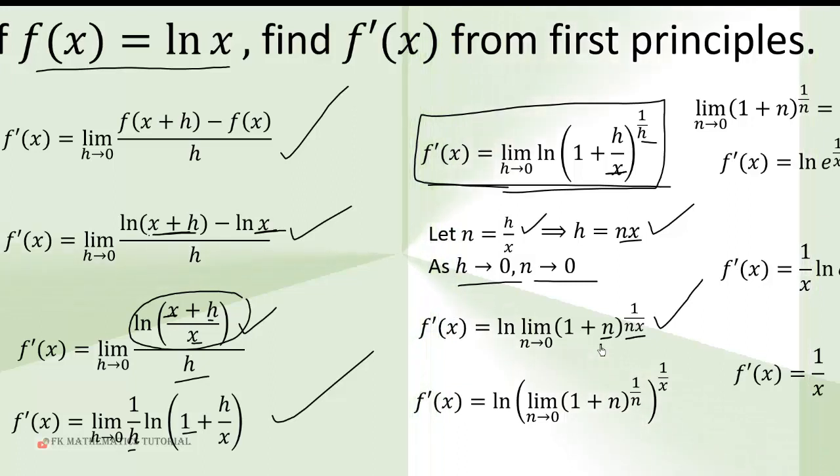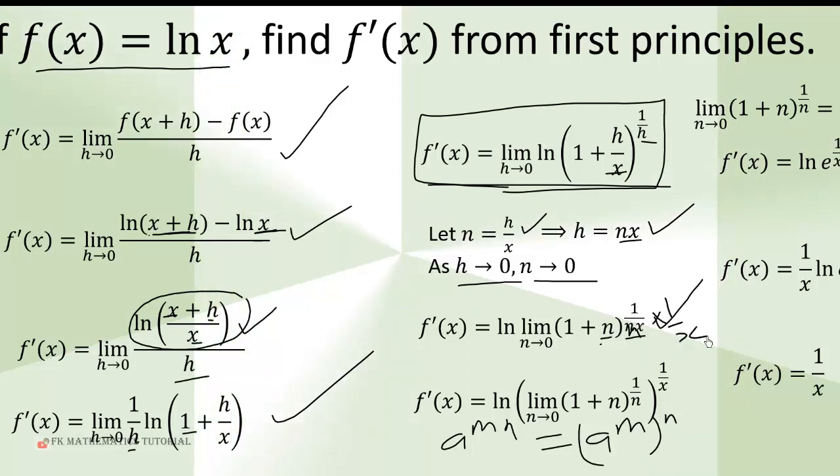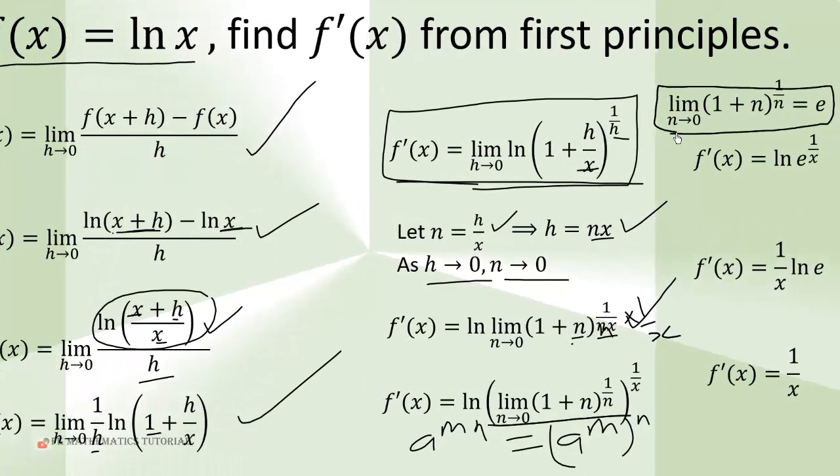Next thing we do is to use the laws of exponent. You know, a exponent mn is the same as a exponent m, all exponent n. So this thing here is like 1 over n times 1 over x. So that will give us this as we are seeing. Now we have this as a property of limits. Euler's constant e is equal to the limit as n approaches 0 of (1 + n) exponent 1 over n. So we substitute it here to get this.